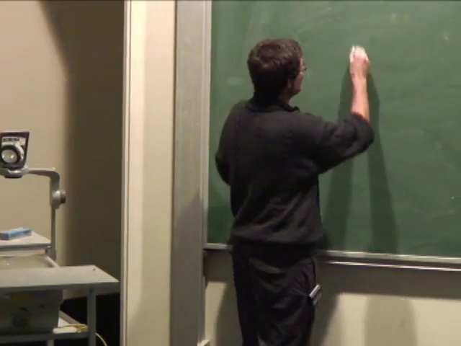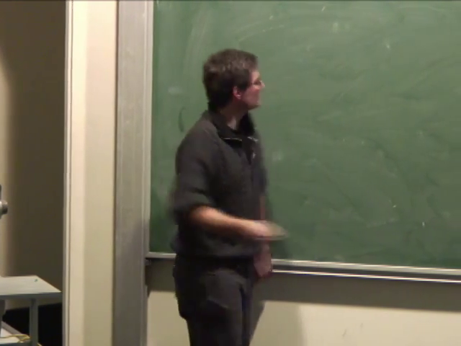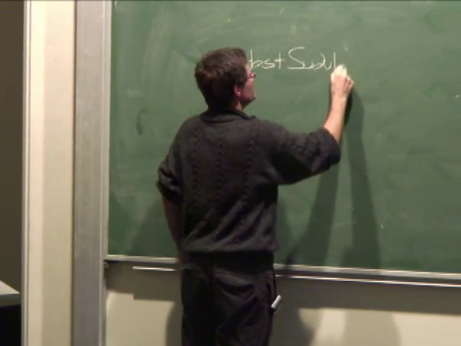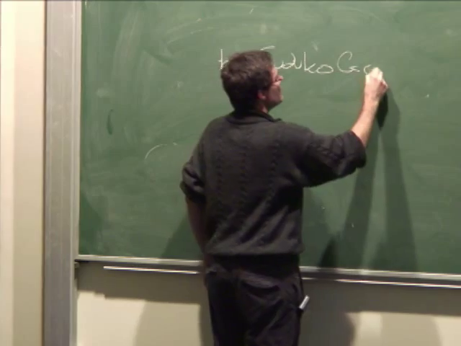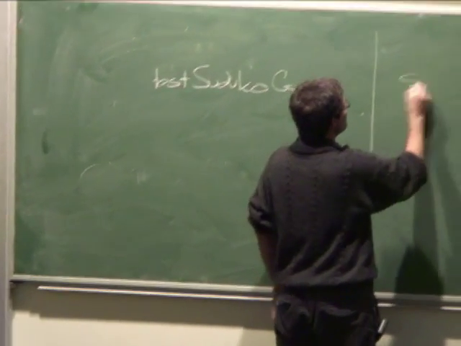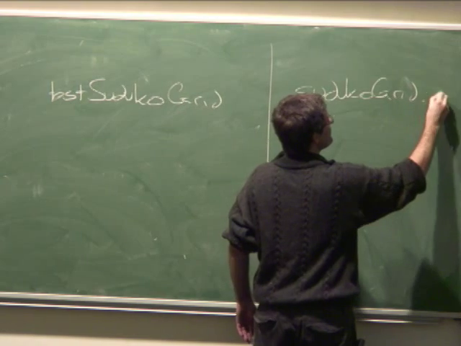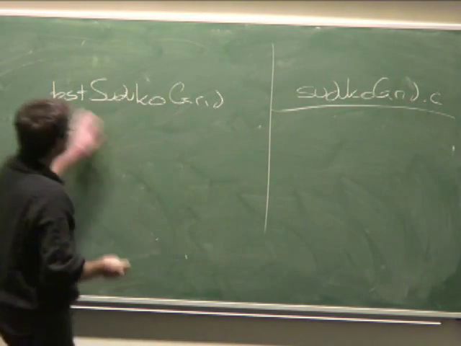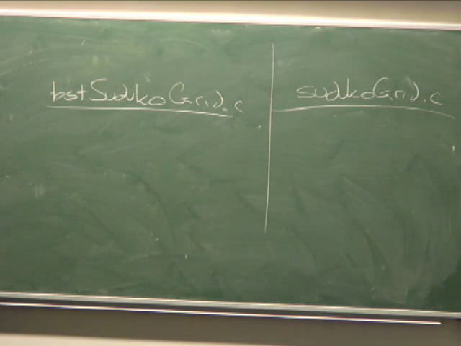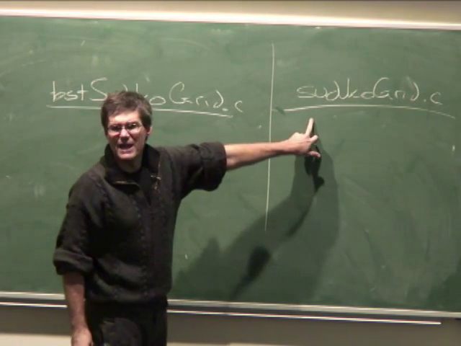So how you do it is you write a test, and in your test file, what is it called? I can't even remember the top level thing. It's called test Sudoku grid. Whenever I write a file, like I've written a file called Sudoku grid.c, I instantly write another file called test, whatever I wrote, .c. That's my test file. Now, Sudoku grid.c doesn't happen to have a main in it, does it?